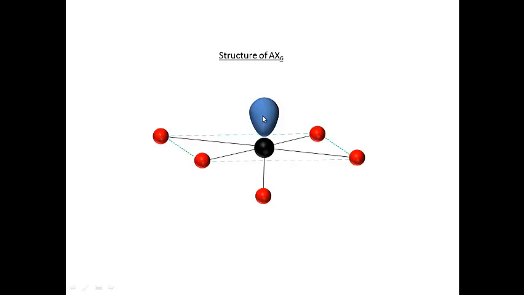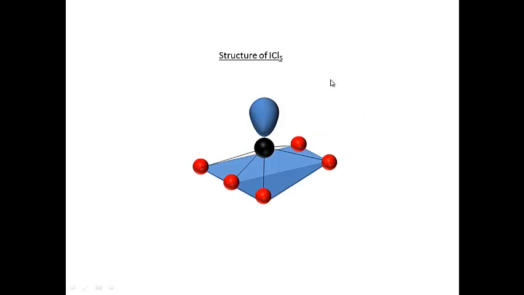As we know, lone pair-bond pair repulsion is greater than bond pair-bond pair repulsion. This lone pair will exert a repulsive force on all the X atoms at the planar positions. Thus, in ICl5 we have a distorted octahedral geometry, which is a square pyramidal structure.